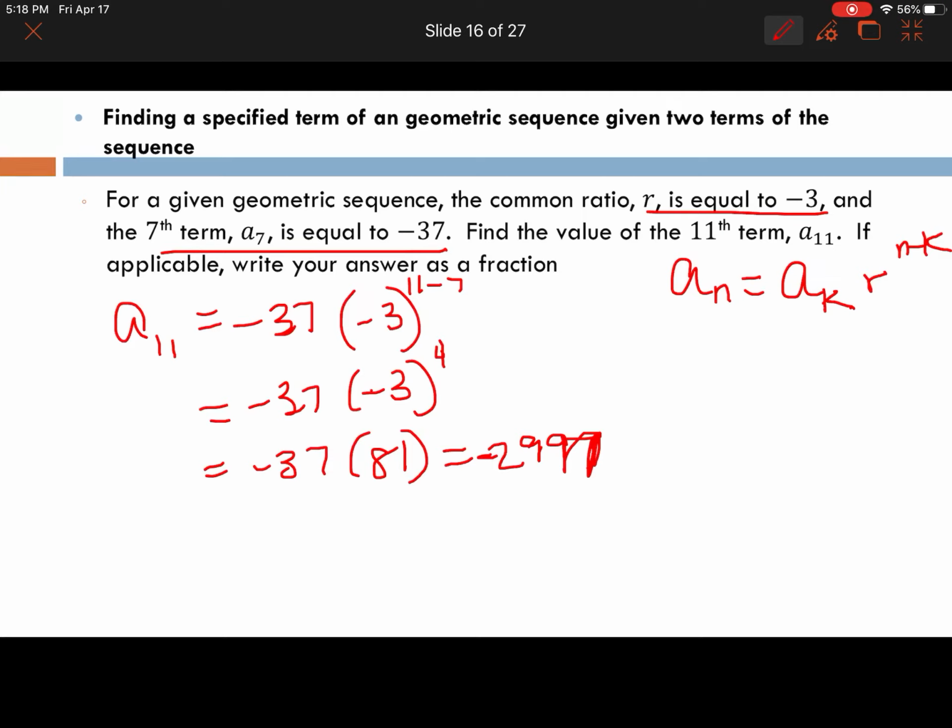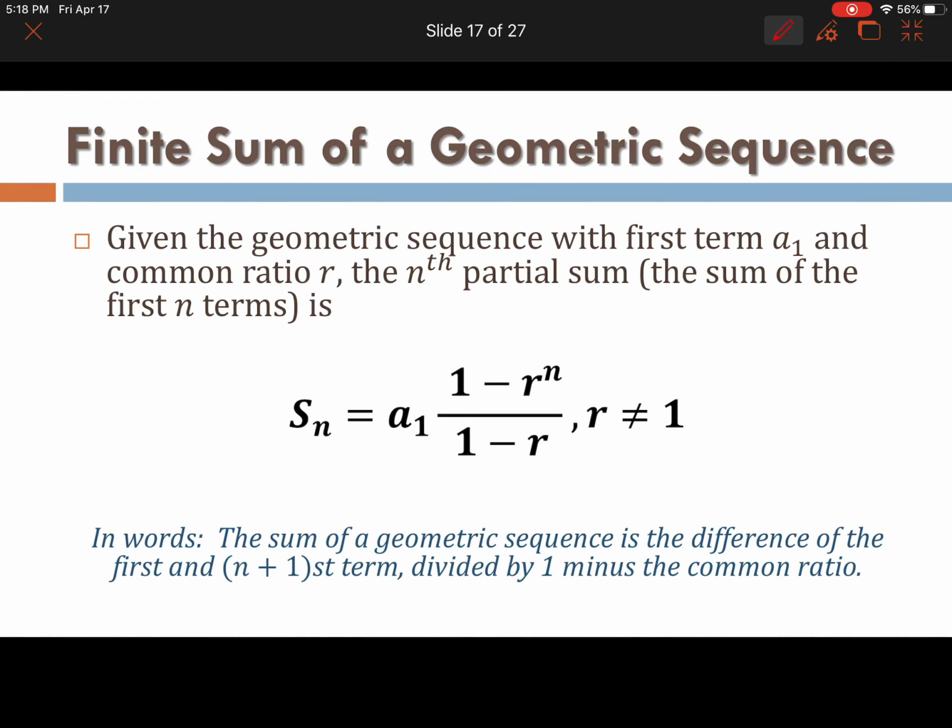All right, so let's talk about series, right, or that sum. So just like with the arithmetic, we do have a formula. It's not quite so easy to derive, so I'm not going to derive it for you. It will make this video way too long. But here's how it looks.